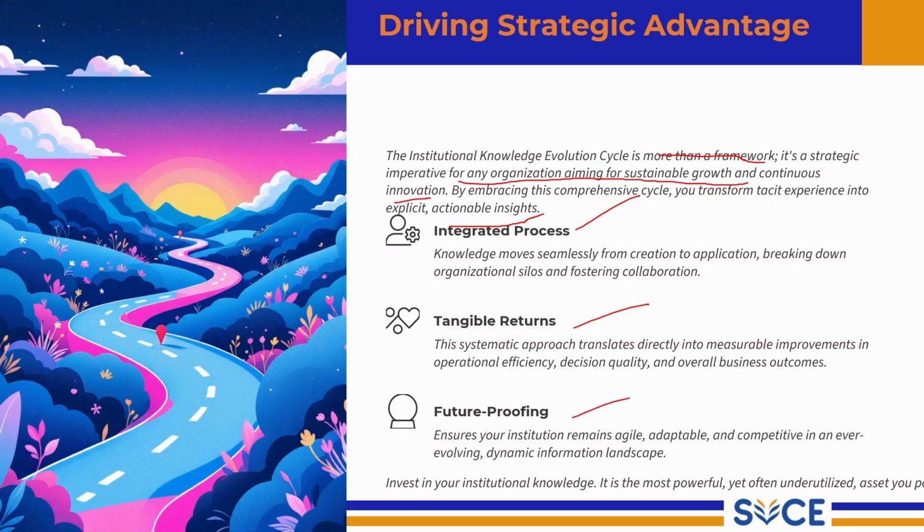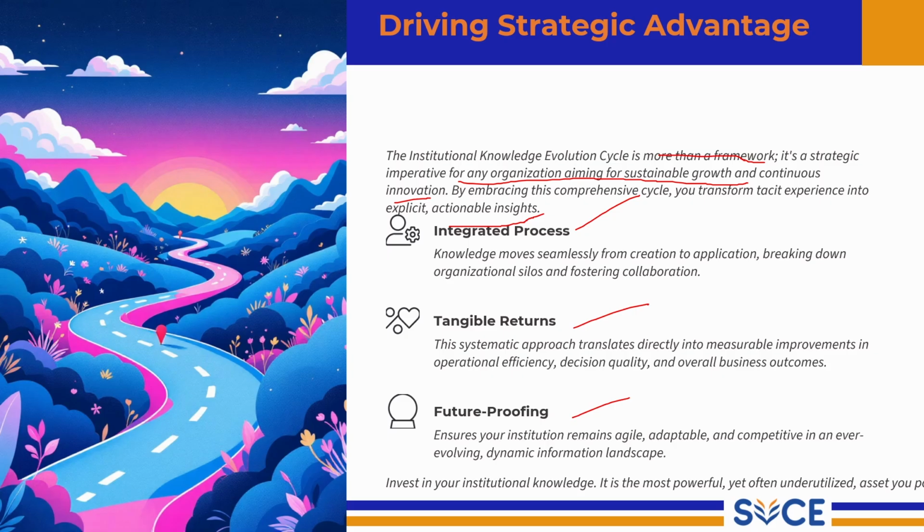So integrated process: knowledge moves seamlessly from creation to application, breaking down organizational silos and fostering collaboration. That means no department works in isolation. Knowledge flows freely across teams, making collaboration natural and effective.